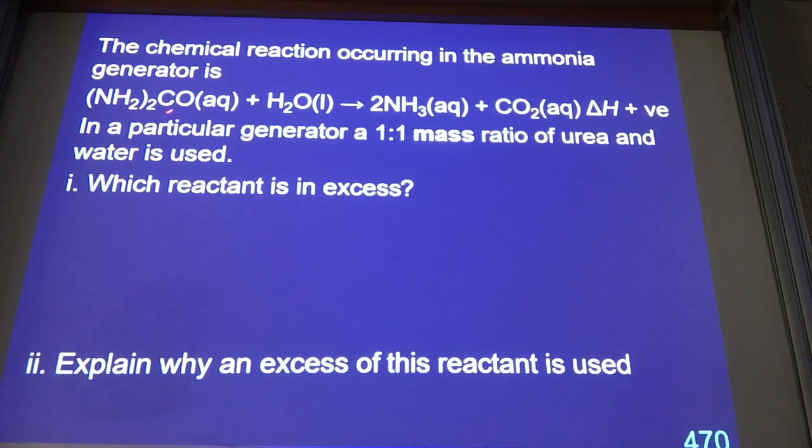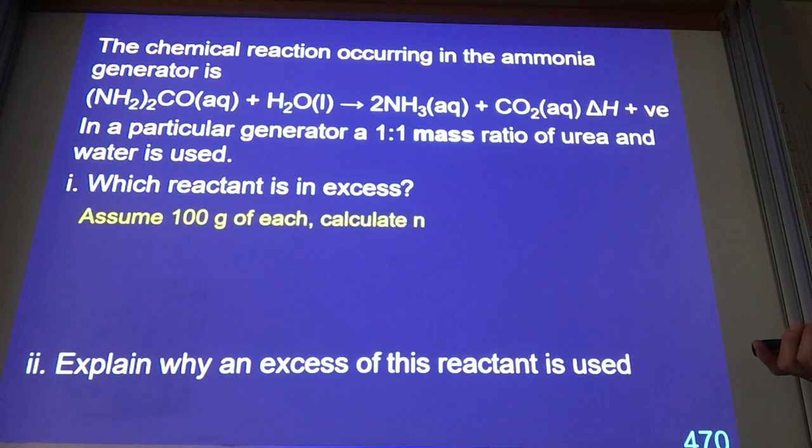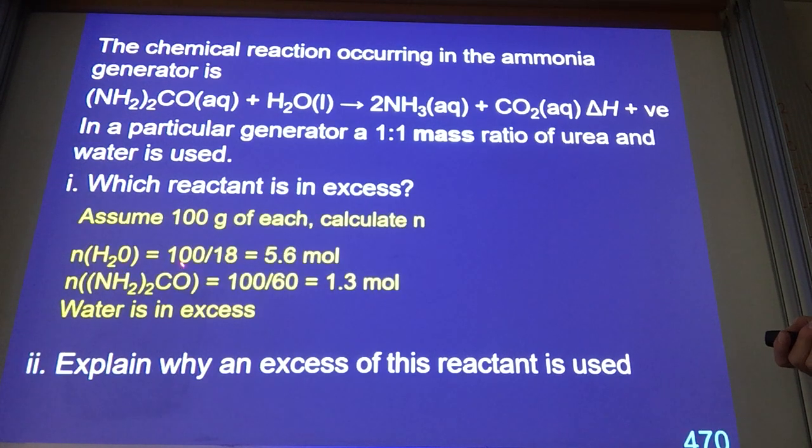Well, we see we've got a 1-to-1 mole ratio is what's needed. If we add the same mass of each, which one's going to be in excess? Well, pick a random amount, say 100 grams of both of them. Work out how many moles of both of them you've got. So 100 grams of water is 5.6 moles, 100 grams of urea is 1.3 moles. So if we need them in a 1-to-1 mole ratio, clearly we've got a whole heap more water.